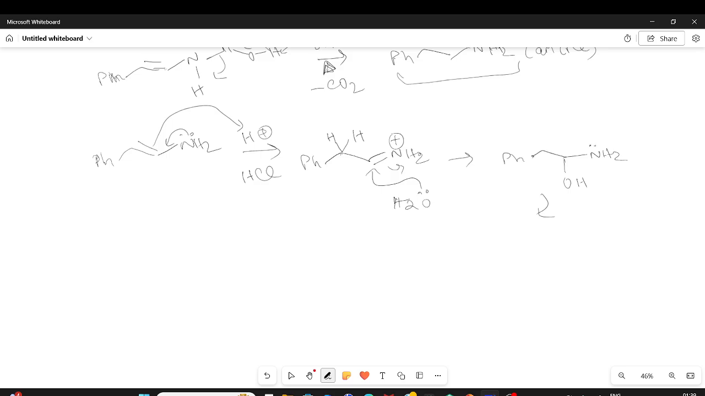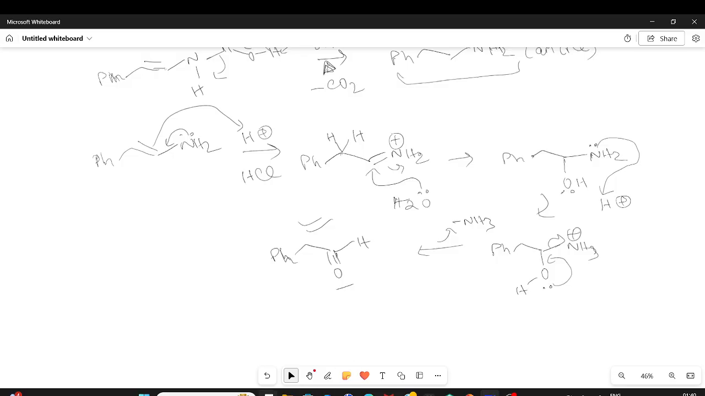Then further, in presence of the acidic condition, we know nitrogen is less electronegative compared to oxygen, so this shall preferentially take up another proton and get converted to NH3 positive. So now ammonia will be eliminated as the byproduct, and you get this as the final hydrolyzed product. So you get this aldehyde as the final product.